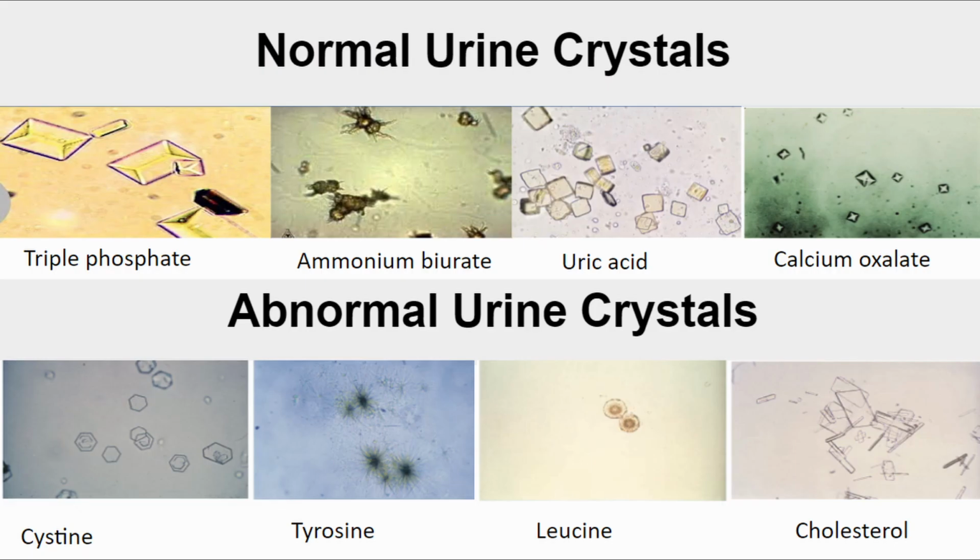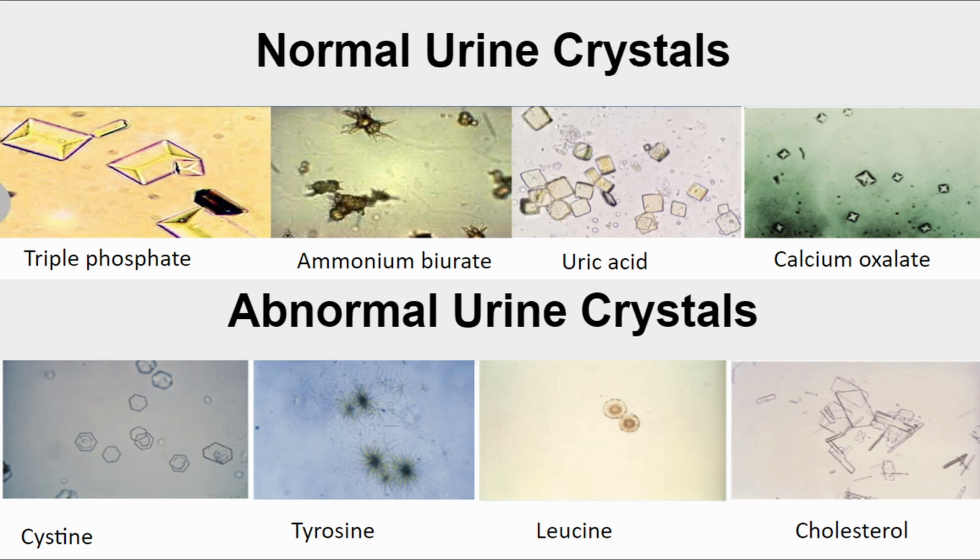Urine crystals are formed by the precipitation of urine solutes, including inorganic salts, organic compounds and medications. Crystals can be routinely classified as normal and abnormal. Triple phosphate crystals are seen in alkaline urine and can be easily identified by their colorless prism shape that resembles a coffin lid.